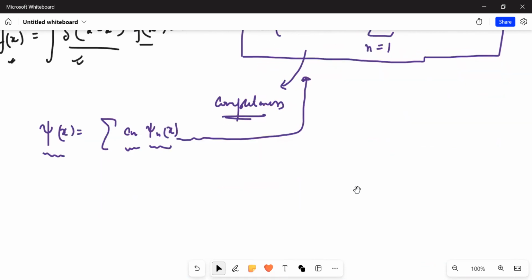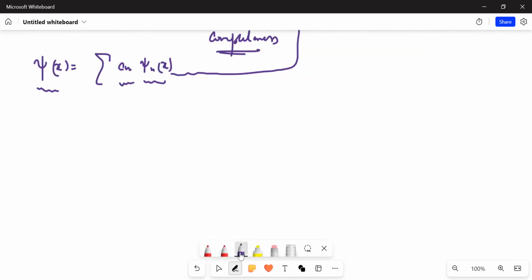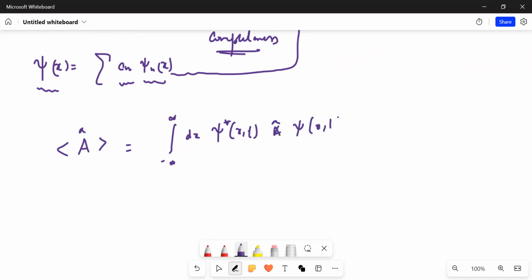Now, just think about one more important thing. We've already had a discussion on expectation values. And we know that if I want to find the expectation value of an operator, provided the wave function is normalized, then it is equal to the integral from minus infinity to plus infinity dx psi star x comma t, A cap, psi of x comma t. Okay, so this represents the expectation value in the normalized state psi.